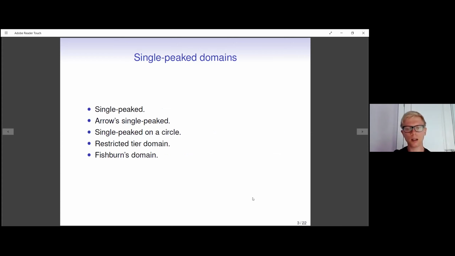And I will talk about several single-peaked domains. The main one is single-peaked on a line. Arrow single-peaked is single-peaked on each triple of alternatives. Single-peaked on a circle: we have the same condition, the further the worse, but on a circle. The restricted tier domain is a special domain which arose recently in the random assignment problem. And the fishbone domain, I will show that it is also single-peaked on a circle. It's a subdomain of single-peaked on a circle. So let's start from single-peaked preferences.